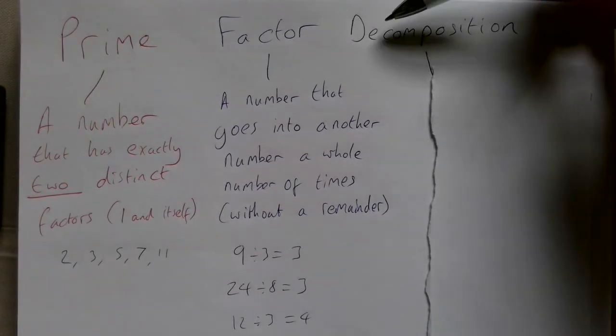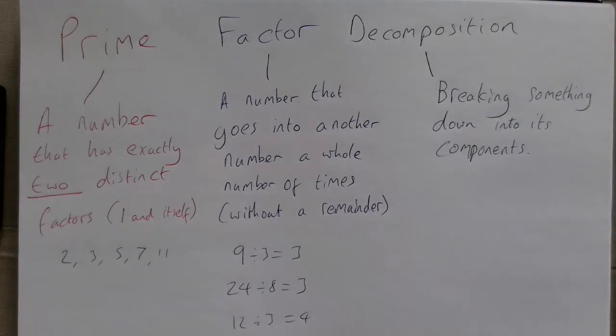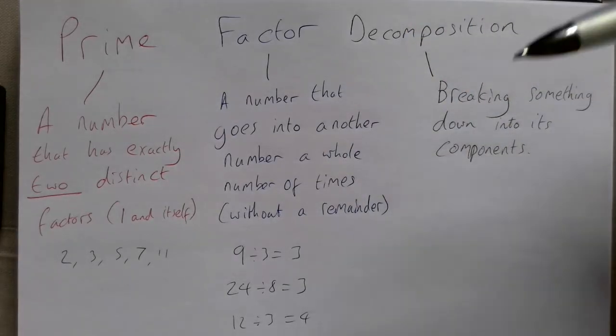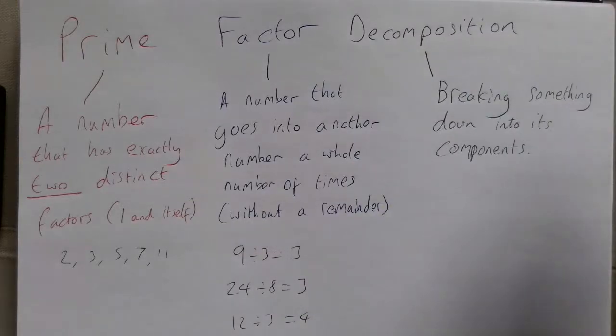And the last thing we need to understand is decomposition. Well, that's just breaking something down into its components. Now, a component is just a part, okay? So when we're doing a prime factor decomposition, we're breaking down a number into the product of its prime factors, okay? So let's have a look at what this actually looks like.